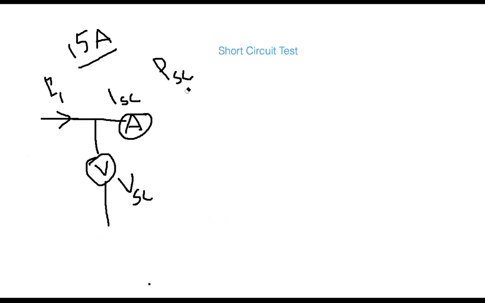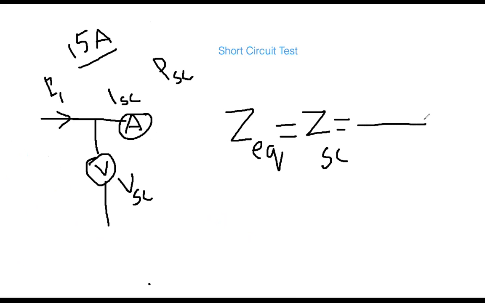Only you have these three ratings: VSC, ISC, and the wattmeter rating. Now, what will you be doing with these three? You remember that equivalent circuit I was showing you? You have to find out Z equivalent, which is ZSC, because we got it from the short circuit. So what is this, ZSC or Z equivalent? VSC over ISC. Right, because impedance is voltage over current.